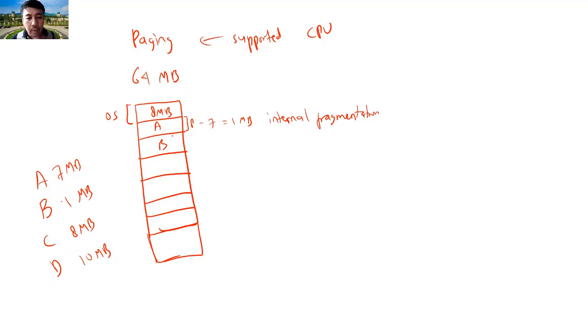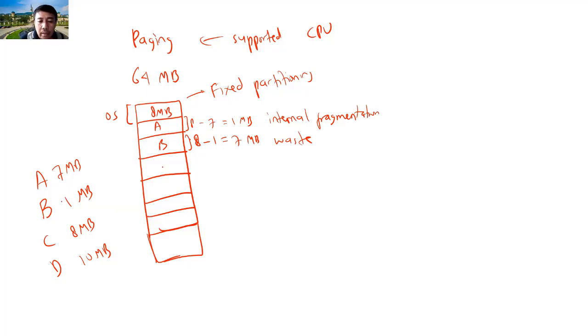Whenever you start the program, the OS will divide memory into the same amount of partitions, and it cannot change. So this is called fixed partitioning of memory. Then for B, 8 minus 1, so you have 7 megabytes of wastage, because you only use 1 megabyte and 7 megabytes is wasted. It cannot be used by any other program. B needs to finish first, then it can be replaced.